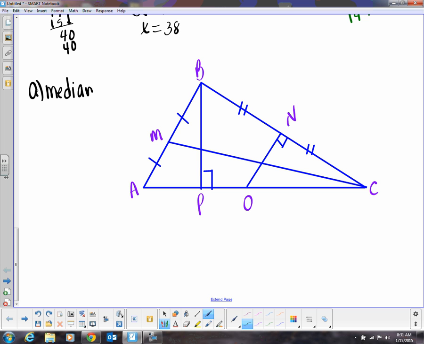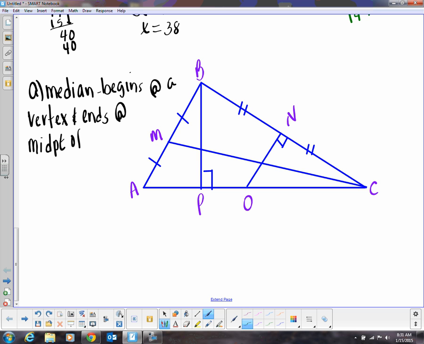Okay, what do we know about a median? Median begins where? At a vertex. And where does it end? It ends on the side, but a special point, at the midpoint of opposite side.